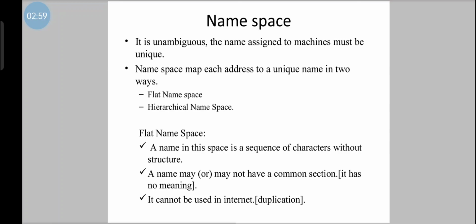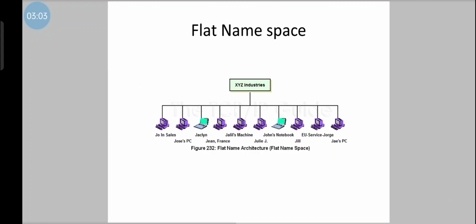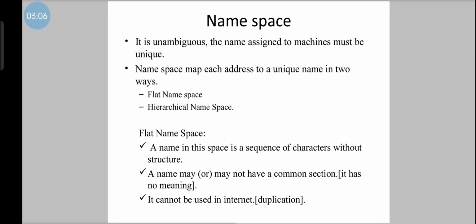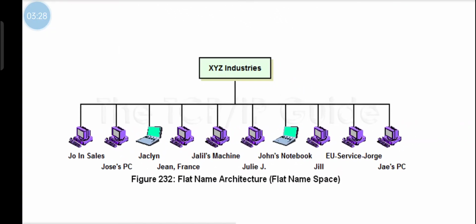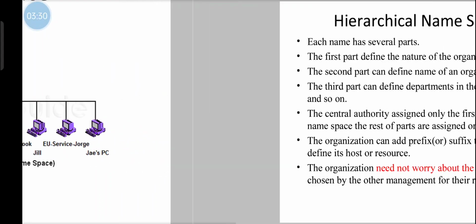So in DNS we have a concept called a namespace. The names assigned to the machines must be unambiguous, without any confusion, and unique. A namespace maps each address to a unique name in two ways. One is flat, the next one is hierarchical. In a flat namespace, a name is a sequence of characters without a structure, so it cannot be used in the internet. So you can see this is a flat namespace.